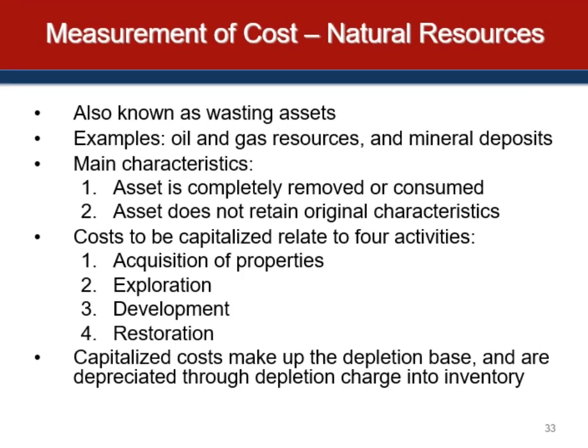Costs of natural resource properties. Natural resources, also known as wasting assets, are characterized by two main features. One, you're removing or consuming the asset. And second, replacement of the asset is only by an act of nature, so you don't actually build the replacement asset yourself. Such resources would include things like oil and gas, in our Alberta example, and mining properties, for example.